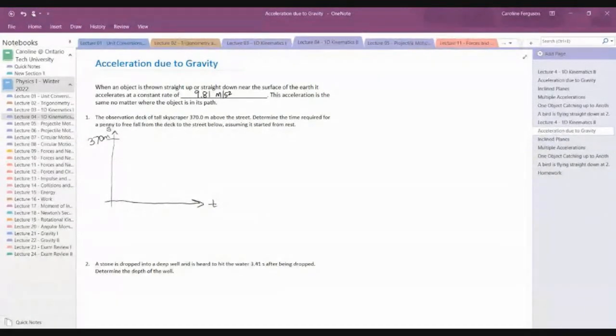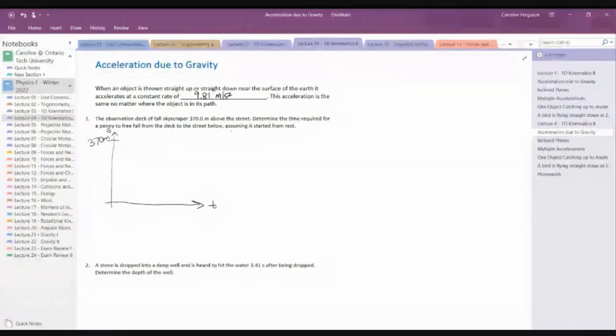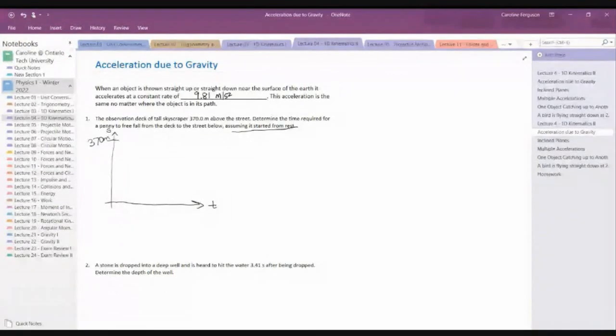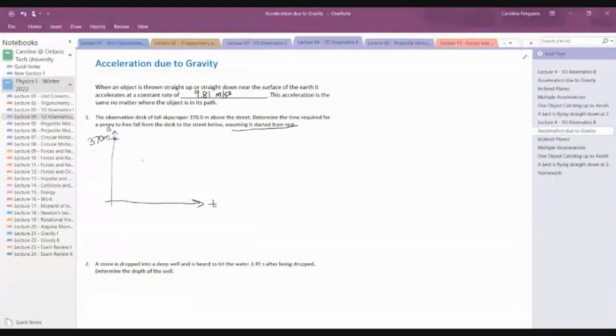Determine the time required for a penny. Oh, sorry, don't throw it up. The penny is just in free fall, going from the deck to the street below, assuming that it started from rest. So it starts from rest over here, and it just falls down to the ground. It lands on the ground, and we want to know how much time has gone by for it to land on the ground. So what is the information that we know? What is the distance or the displacement traveled by this penny?